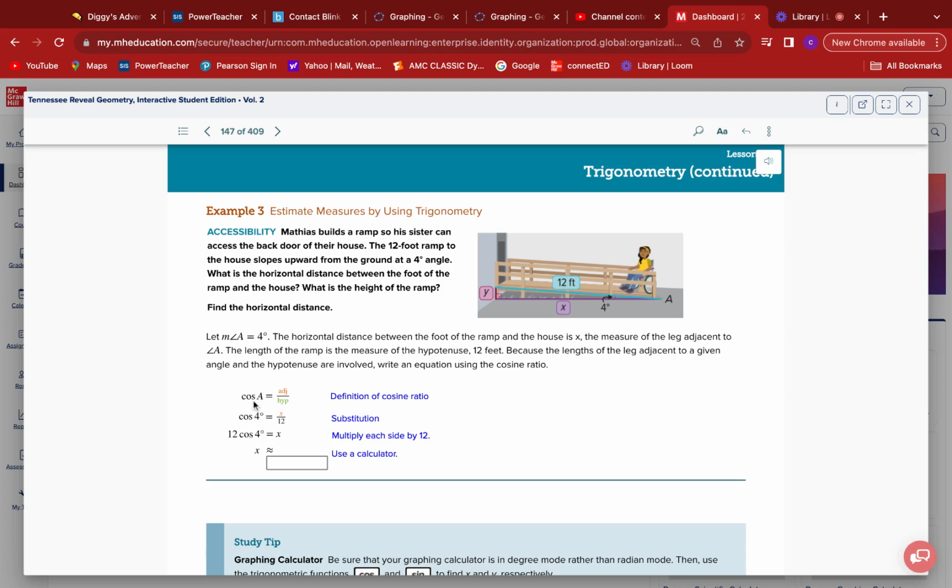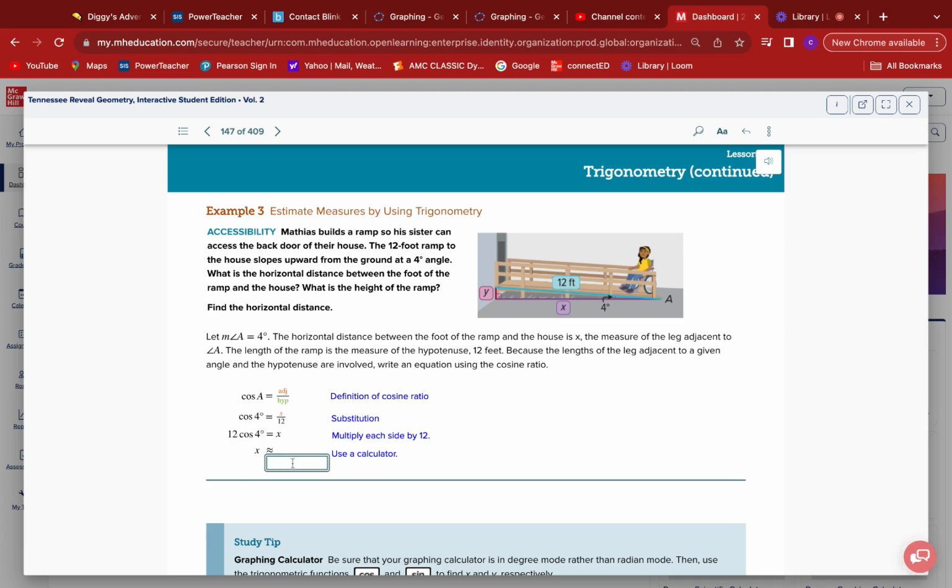This is a cosine, everybody, A over H. So you're going to replace your angle A, your theta, with the 4 degrees. Since the adjacent side is x, you're going to replace the adjacent with the x. And since the hypotenuse is 12, you replace the hypotenuse with 12. All right, so now we've got an equation that you're going to solve. The opposite of dividing by 12 is to multiply the other side by 12. So we're going to multiply 12 times the cosine of 4.